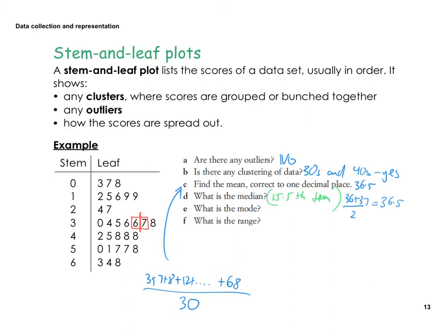Okay, the mode, most common. Which of these comes up the most? The 8s, so 48 is my mode. Okay, so this is the most common number we have. And then part F, the range, or highest, 68, minus lowest of 3. So 68 minus 3, which is 65.